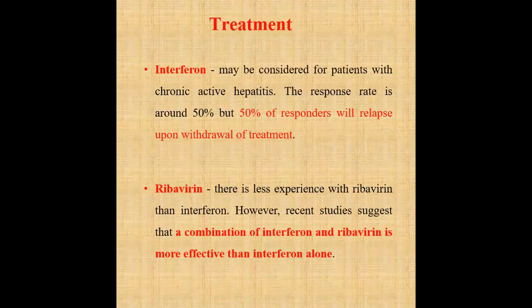Viral loads are measured. Then treatments: there are two types of treatments, interferon treatment and ribavirin treatment. Interferon may be considered for patients with chronic active hepatitis, meaning patients who have carried the hepatitis virus for a long time. In that case, interferon treatment is given. The response rate is about 50%, meaning 50% of patients give a positive response and 50% do not, because 50% of the responders will relapse upon withdrawal of the treatment.